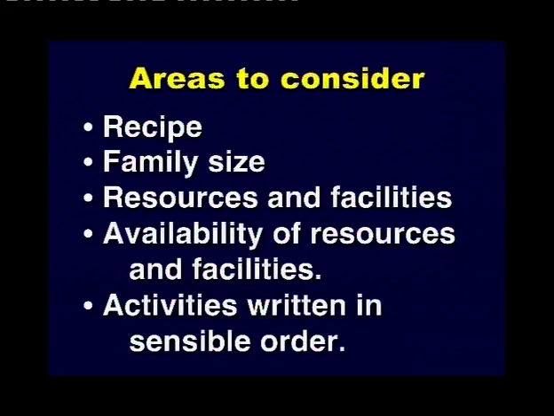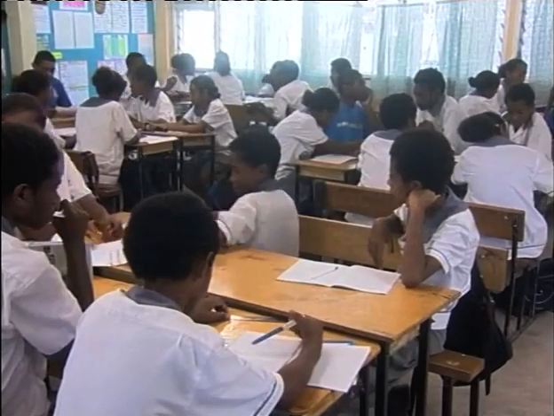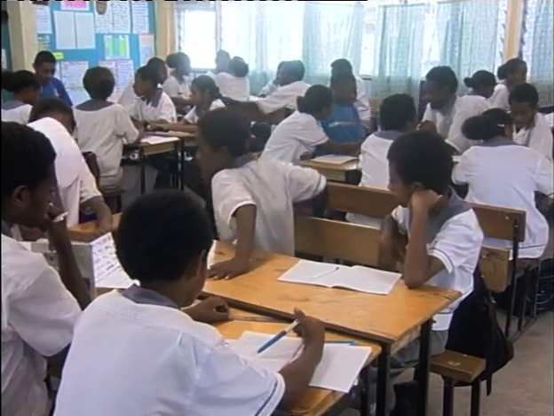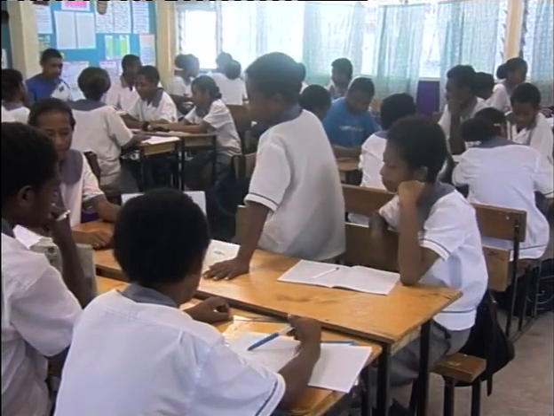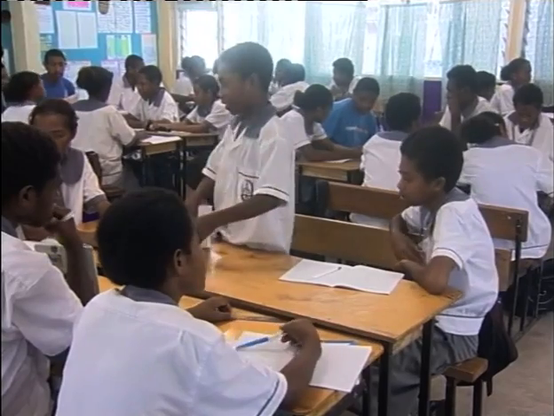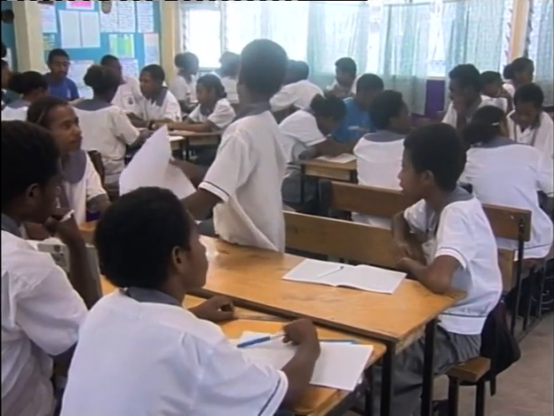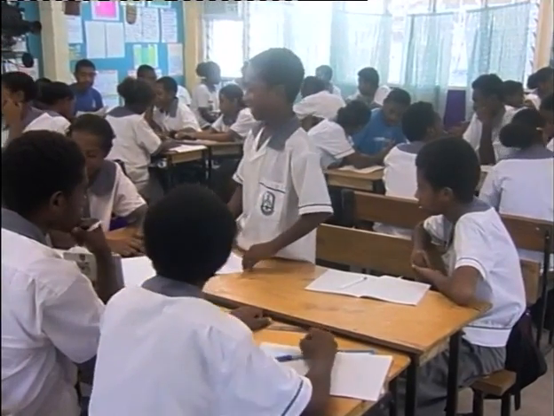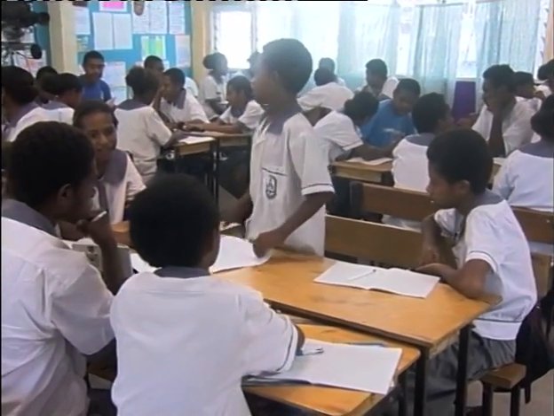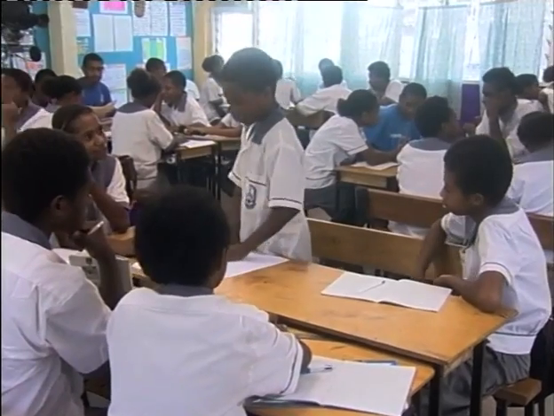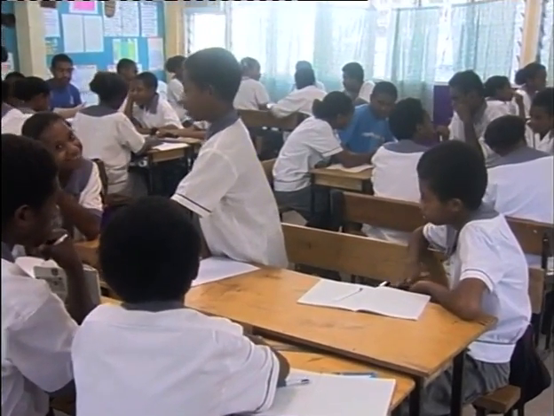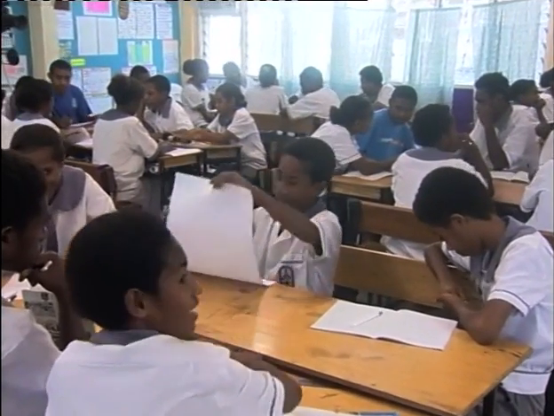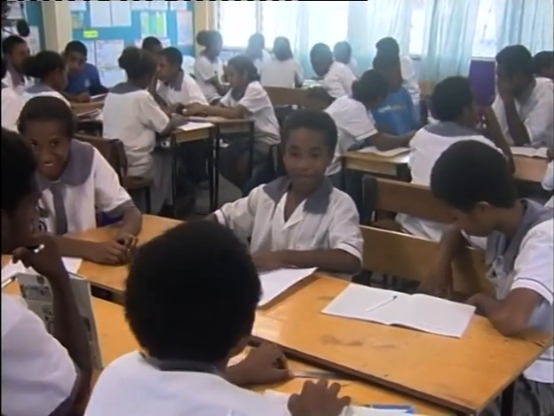So which part are you on now? The last one of that's the recipe. But you have other areas to go through, so others, instead of sitting down and waiting for somebody to write, you have the family size to talk about, discuss about, you have the resources and facilities to talk about, the availability of resources and facilities, okay? To talk about all that.